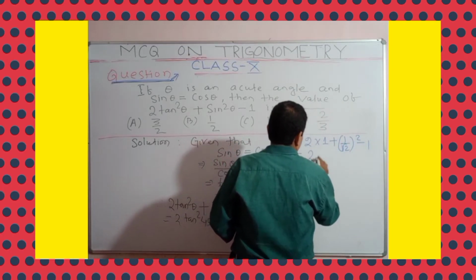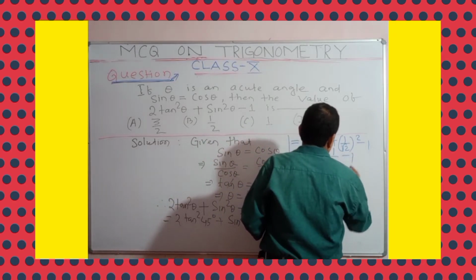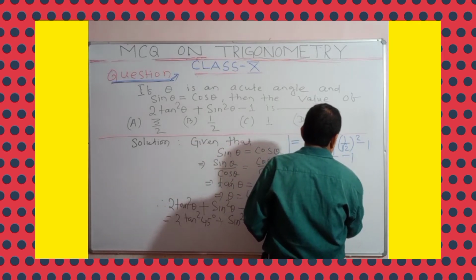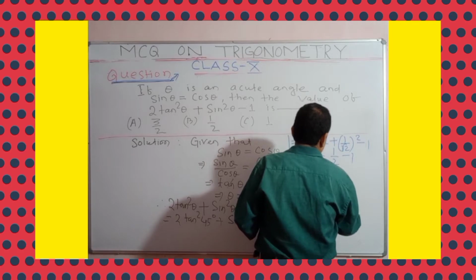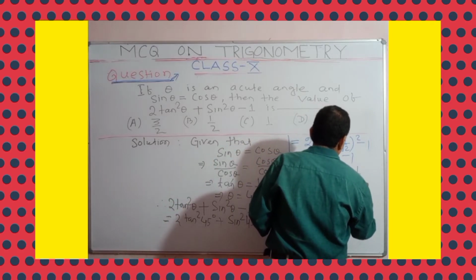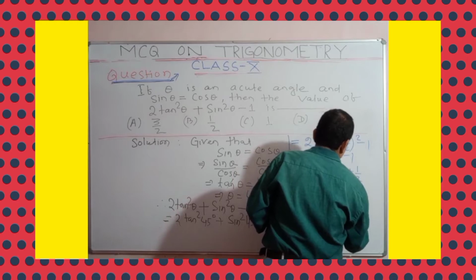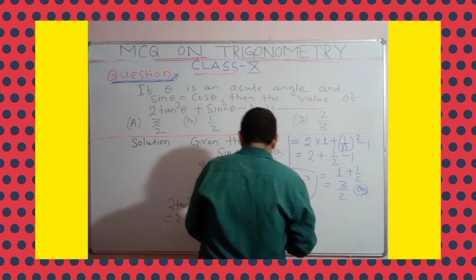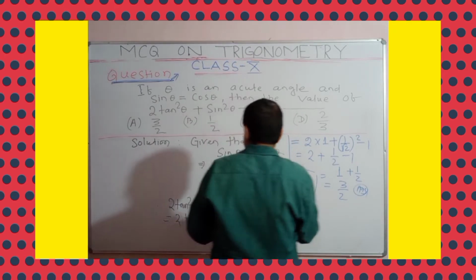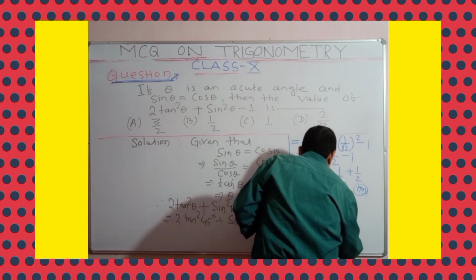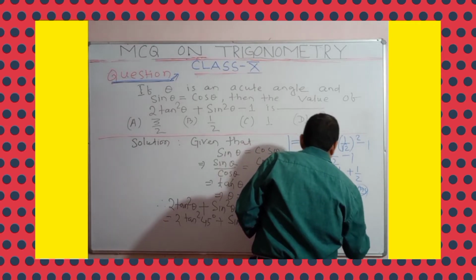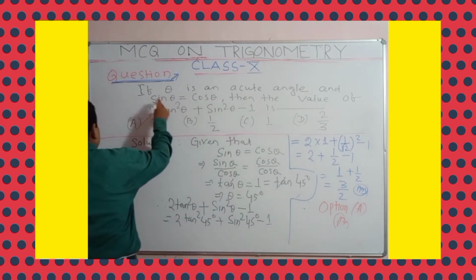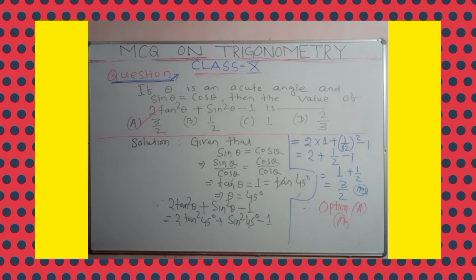So it will be 2 plus 1 by 2 minus 1. So 2 minus 1 is 1, plus 1 by 2, it will be 3 upon 2. Hence, which is the correct option here? A is the correct option. Yes or no? Here A is the correct option, so the answer is 3 by 2.